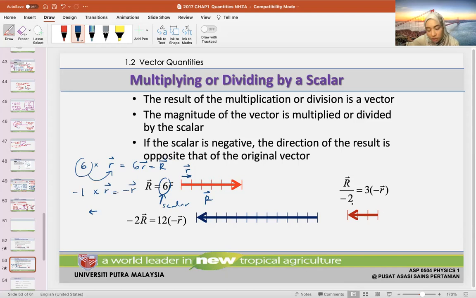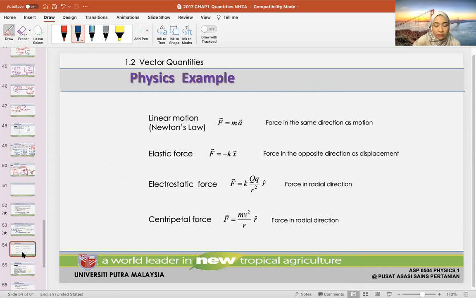And then division pun boleh sama juga. So you have your big R divided by -2. -2 is a scalar quantity, it's just a magnitude. You get minus R over 2. Okay, so it's just the same as multiplication and division macam biasa. Just that when you multiply it, you still get a vector. Vector with scalar, you get vector. Okay, so nothing complicated about it. Macam biasa je. And then these are the examples of multiplication between scalar and vector.